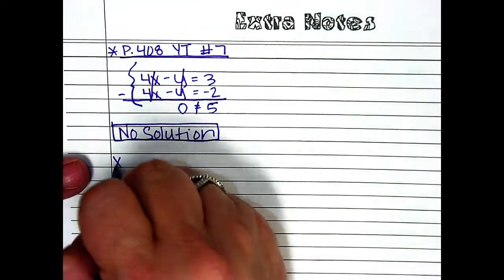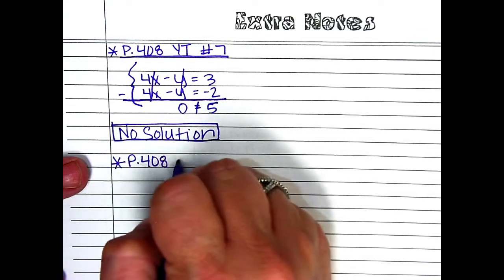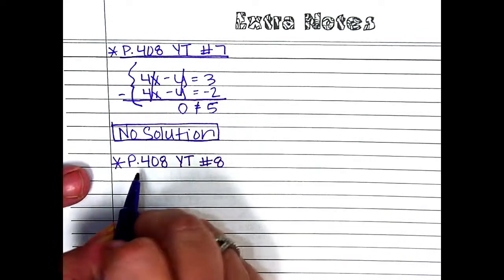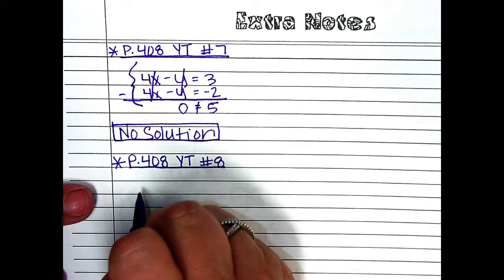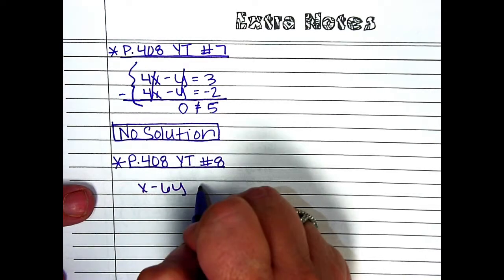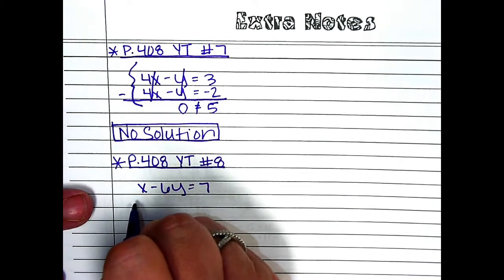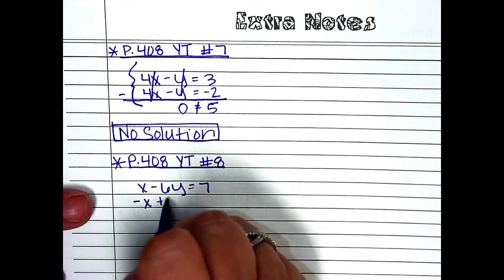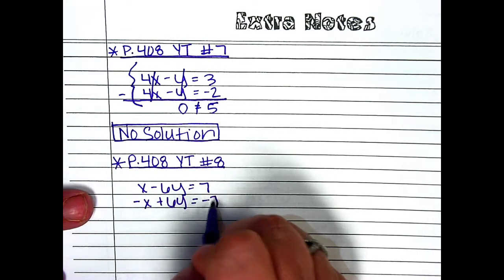The second example today is on page 408 also. It's your turn, number 8. And the system is x minus 6y equals 7, and negative x plus 6y equals negative 7.